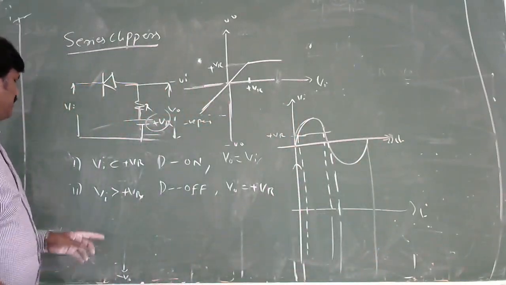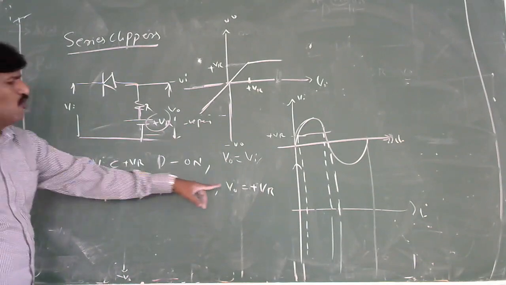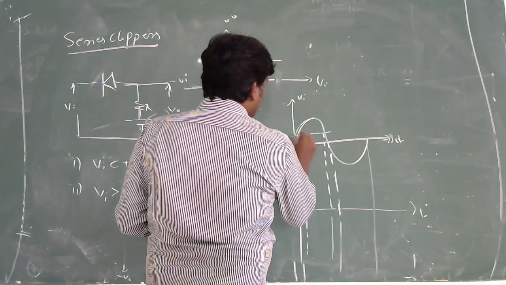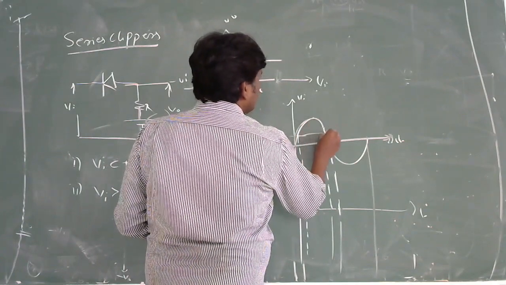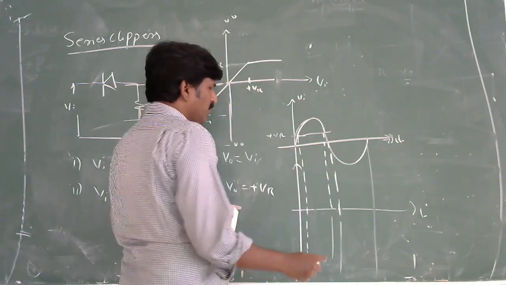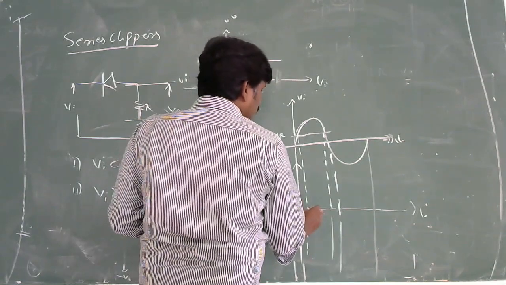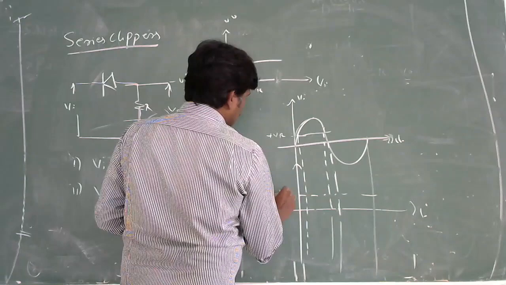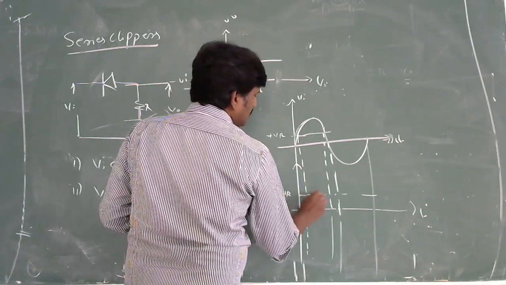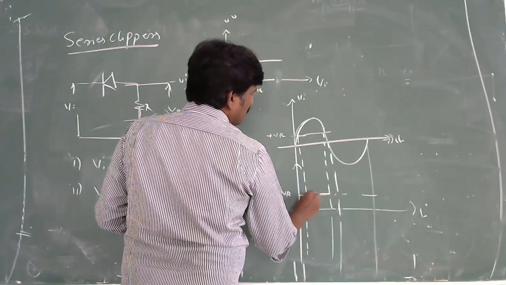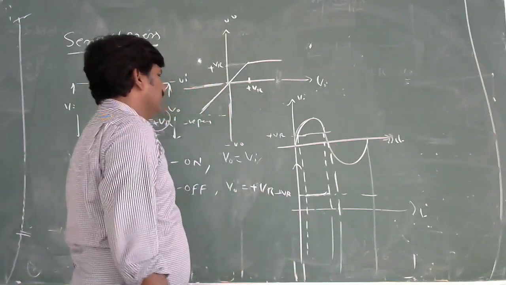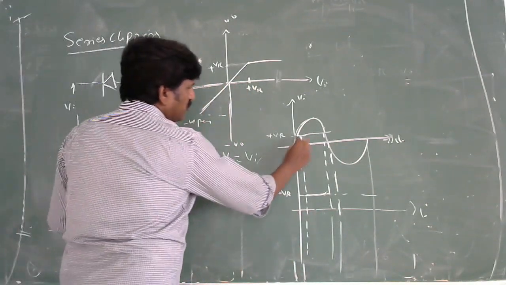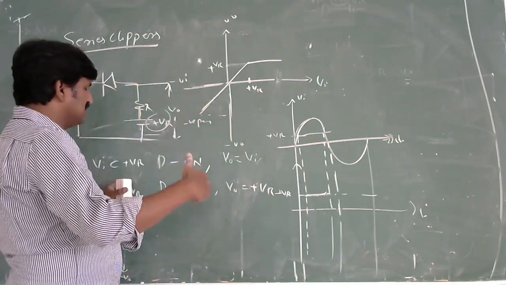Then what is the statement? When Vi is greater than V reference, output is equal to plus V reference. Where is Vi greater than V reference? This is the portion. There you can find Vi is greater than plus V reference, and output follows the plus V reference. In this portion you should observe that it follows the plus V reference. Then when Vi is less than plus V reference, Vo follows Vi. This portion has Vi less than plus V reference.